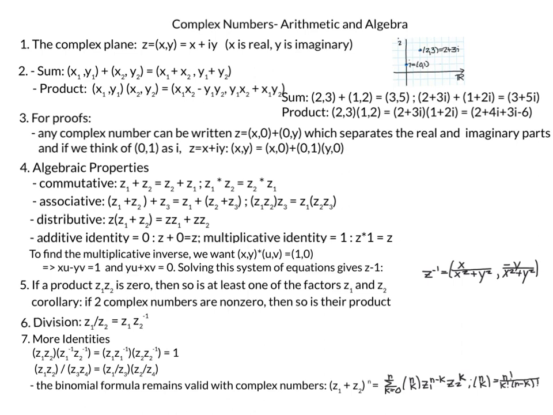A quick overview of what we will cover in this video. We'll talk about the complex plane and representation of complex numbers in the complex plane. We'll review the rules for summing two complex numbers and taking the product of two complex numbers. We'll look at different ways of representing the complex numbers, and then also we'll go through the algebraic properties of addition and multiplication of complex numbers. There are a couple of other properties we'll look at, and then some identities.